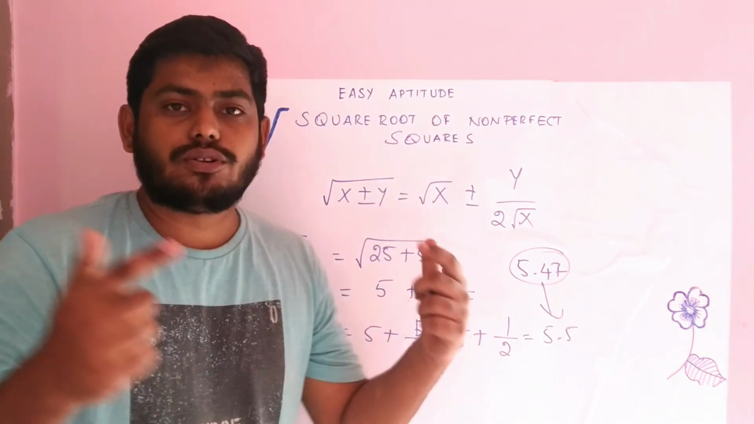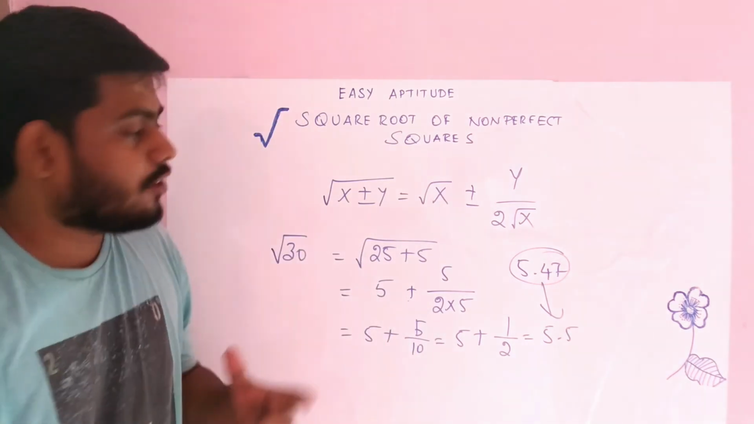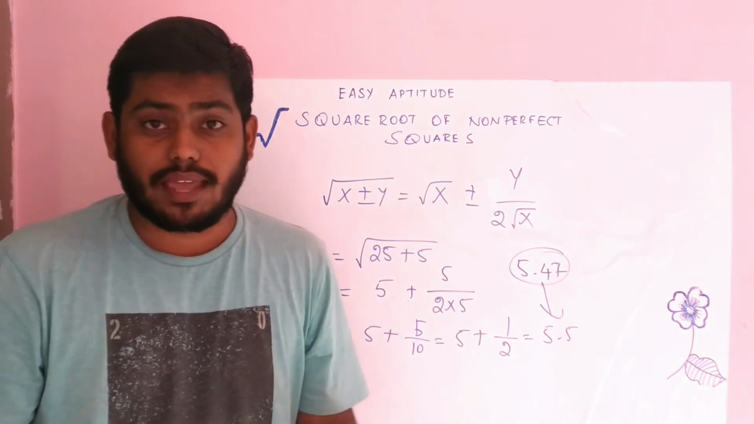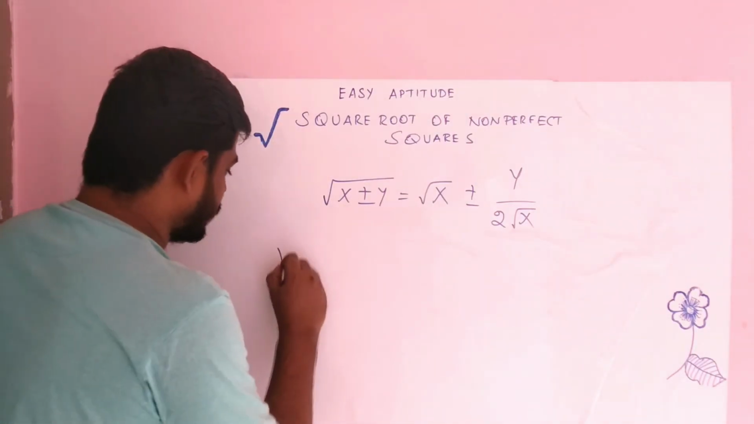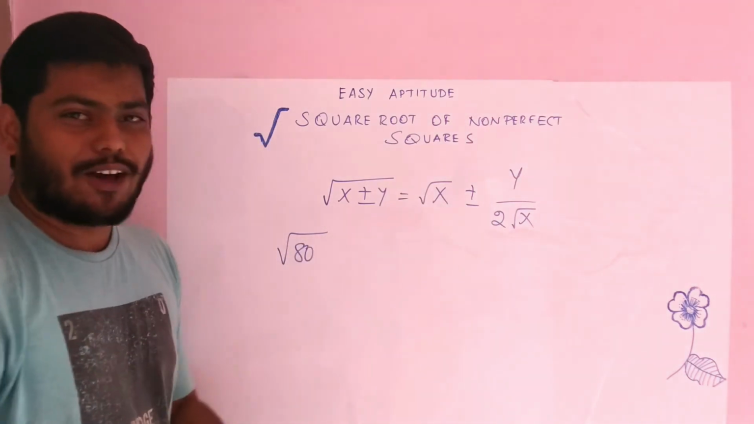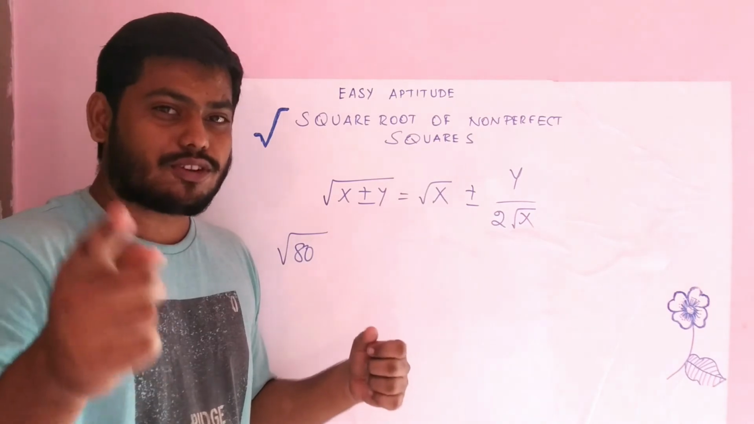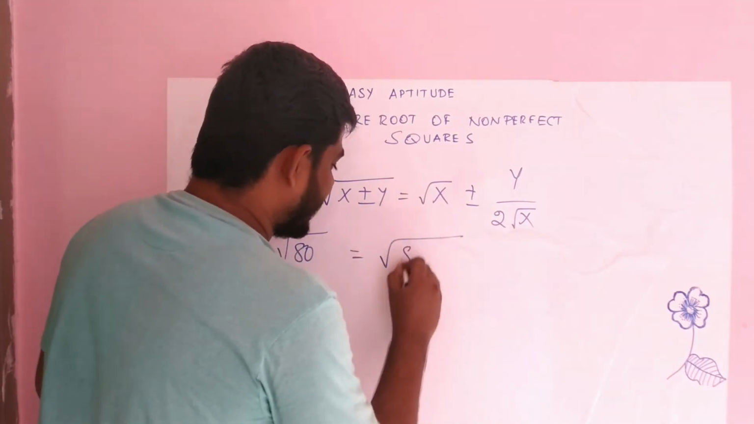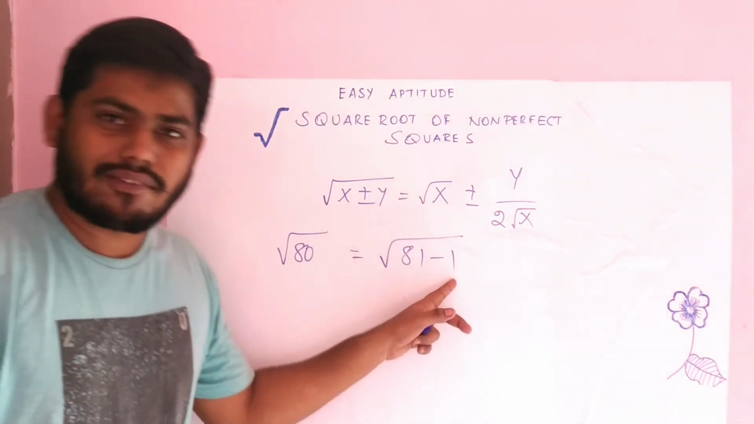This trick is going to save most of our time in the examination. So I am telling you, go with this trick. It will be helpful for you to take the square root of non-perfect squares. What shall we take? I am going to take the square root of 80. Now when I am writing 80, you are going to apply the trick right now. What is the closest perfect square nearest to 80? We all are familiar, right? 81 minus 1. So x value is 81, y value is 1.